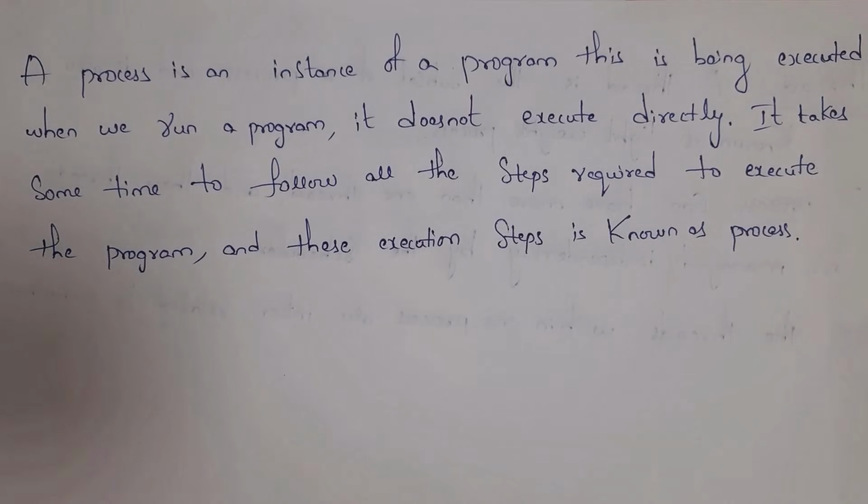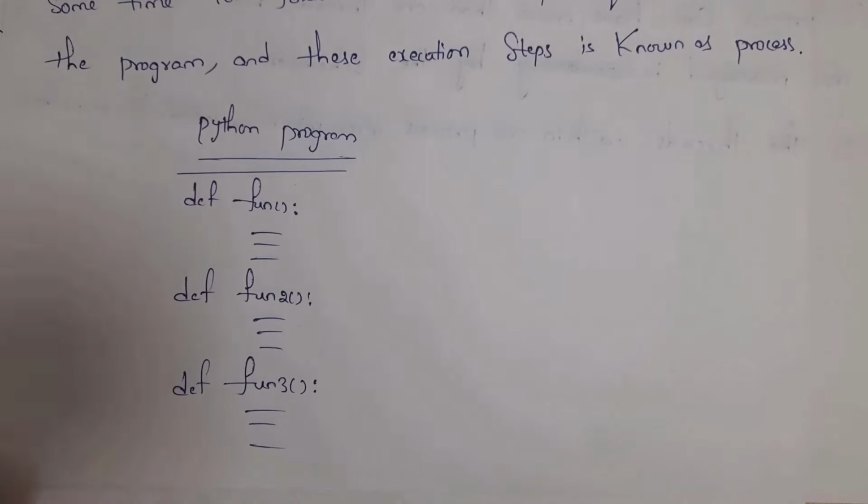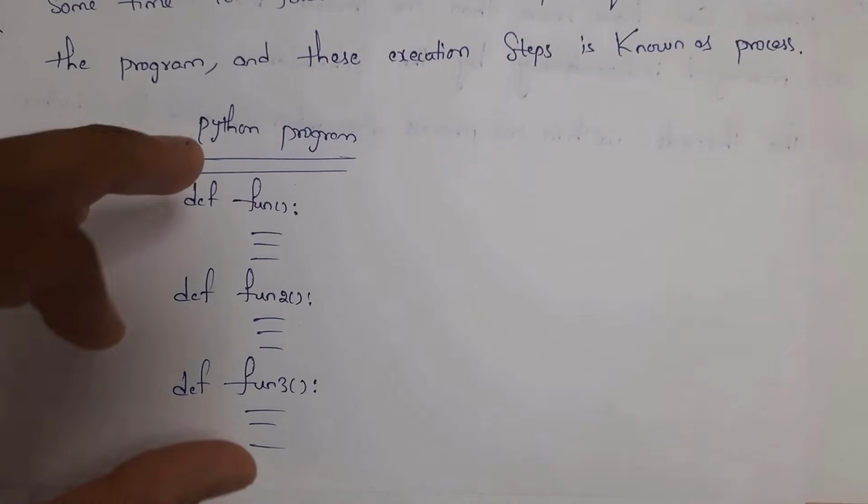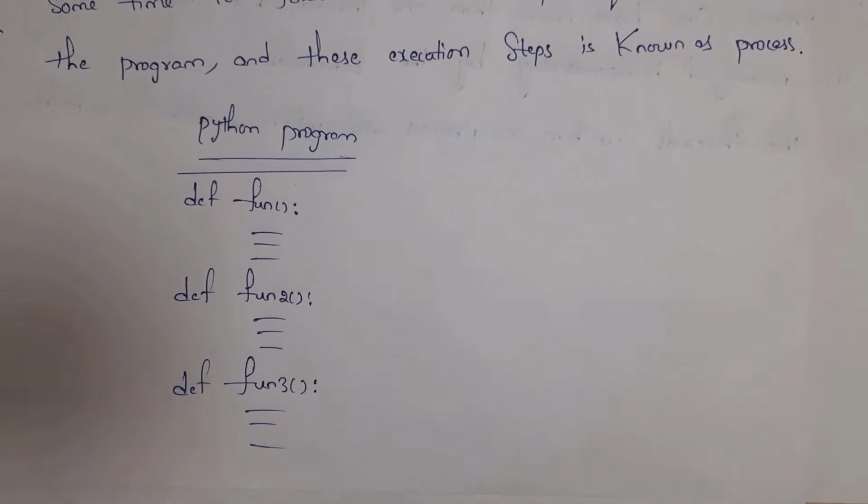When I run a program, it does not execute directly. It takes some time to follow all the steps required to execute the program. Whenever we execute a program, it does not execute directly. It will follow some steps in order to execute, and we call these steps a process. For example, this is a Python program. Now I am executing this program. So a program which is being executed is known as a process.